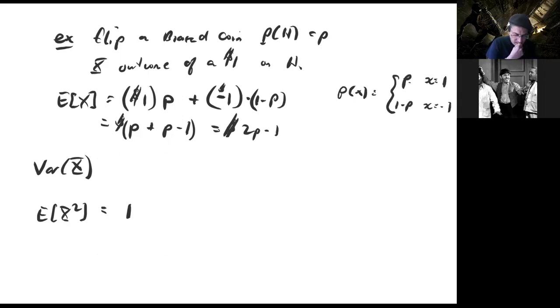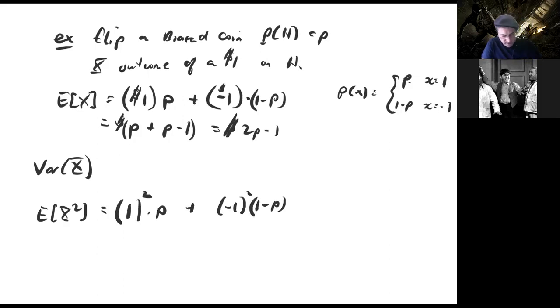Okay. So the outcome is winning and losing, right? So I win $1, lose $1. Okay, so what do I get? The second moment is, if I take my 1, I square it and multiply it by P, and then I take my -1 and square it and multiply it by 1 minus P. And if you add these together, you get P plus 1 minus P, which is 1.